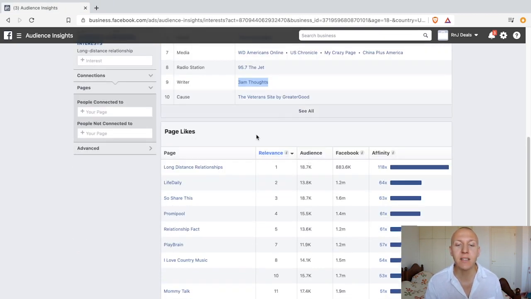Similarly, looking at the page likes here, we have what is known as the relevance. And of course, most of them are interested in long distance relationships. So that has a relevance number 1.